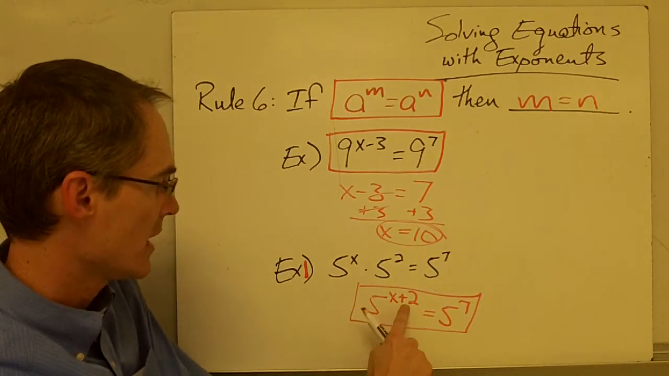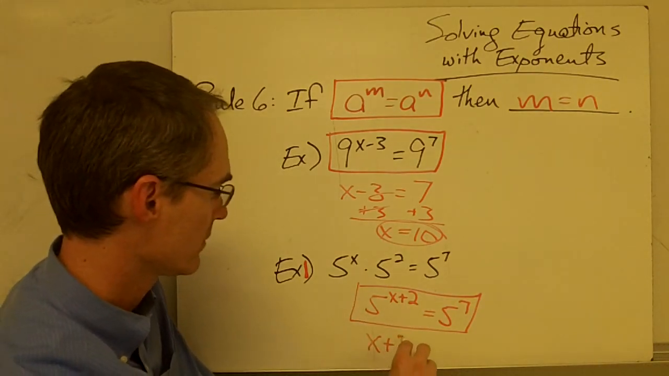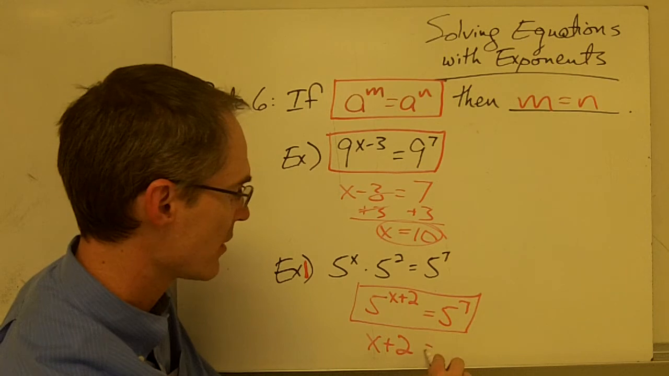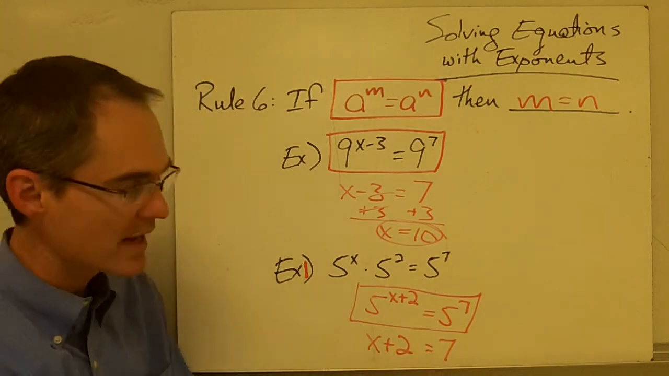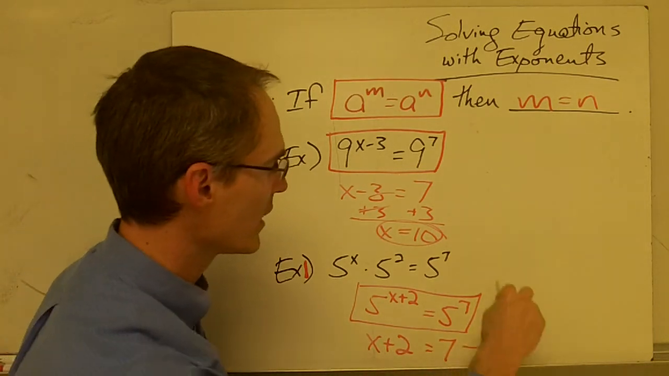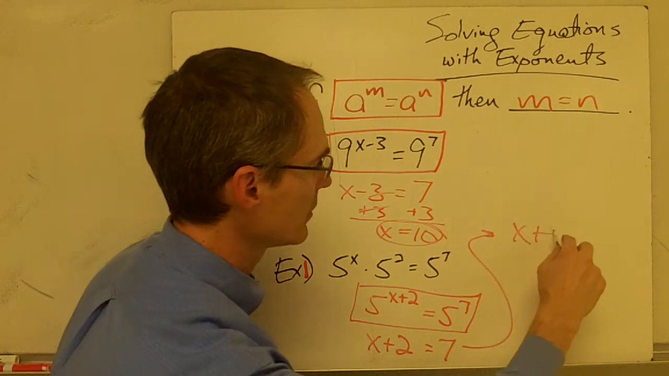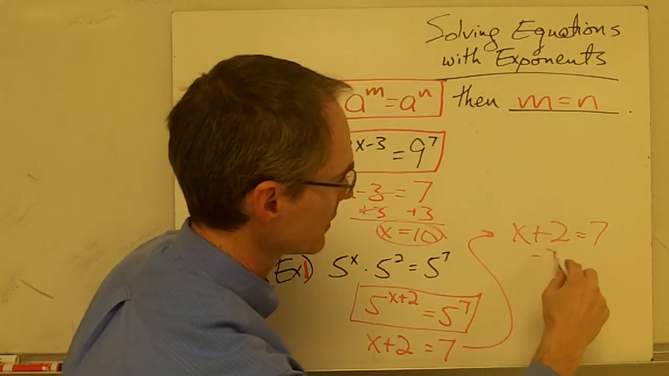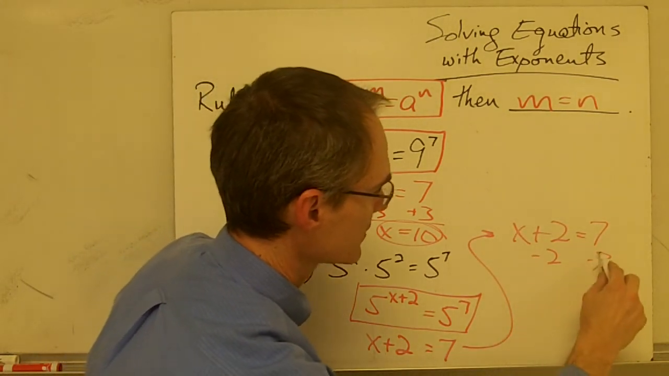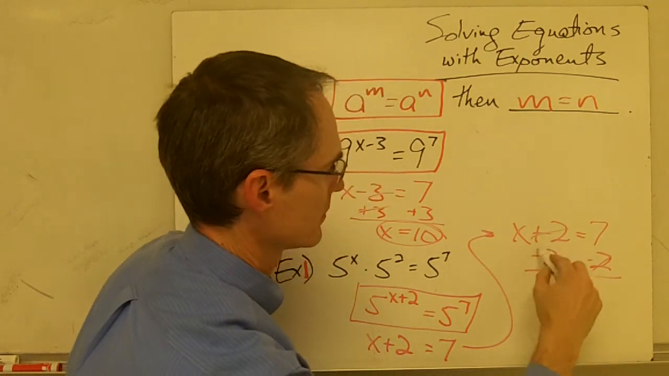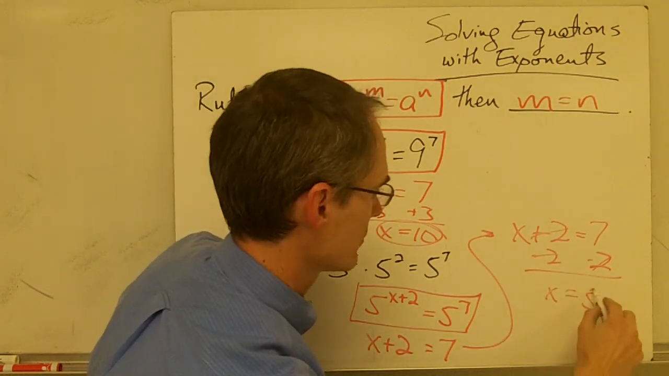So in this case, x plus 2 is the power on this side. 7 is the power on this side. And again, I've got a fairly simple algebraic equation that I can solve. x plus 2 equals 7. I just subtract 2 from both sides. And I've got x equals 5.